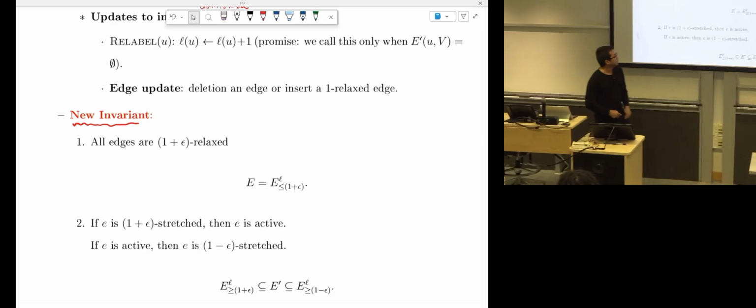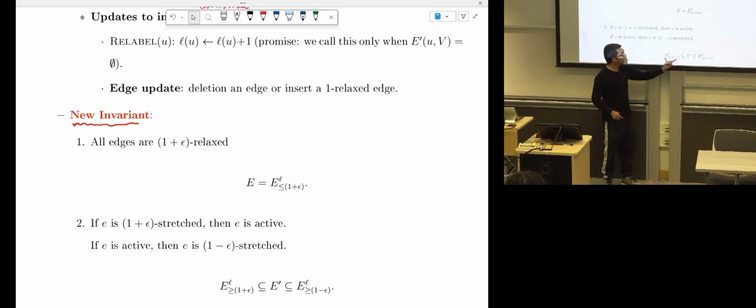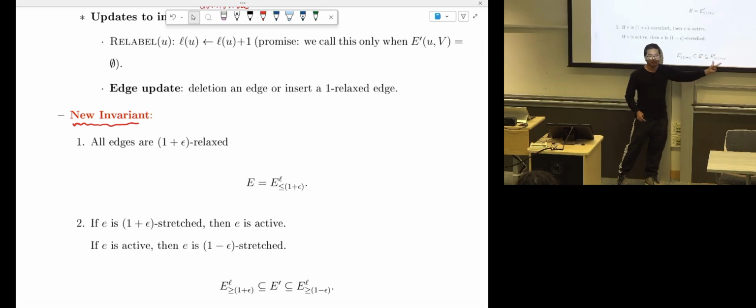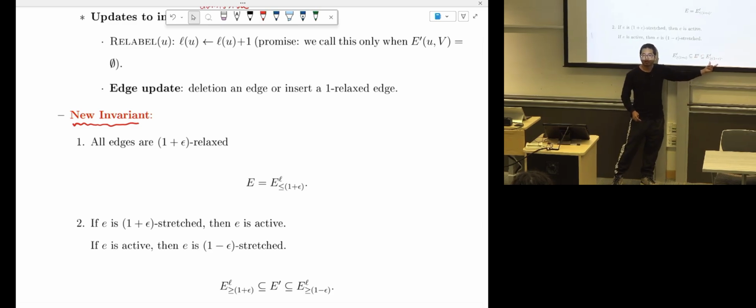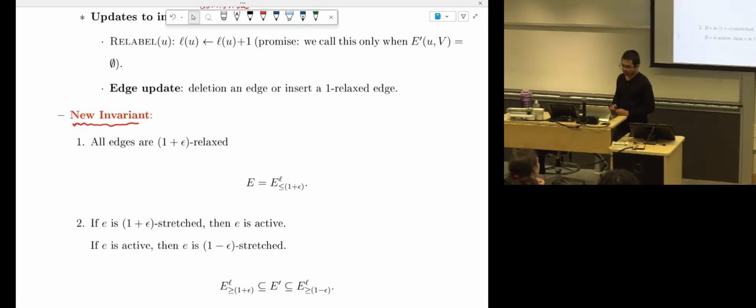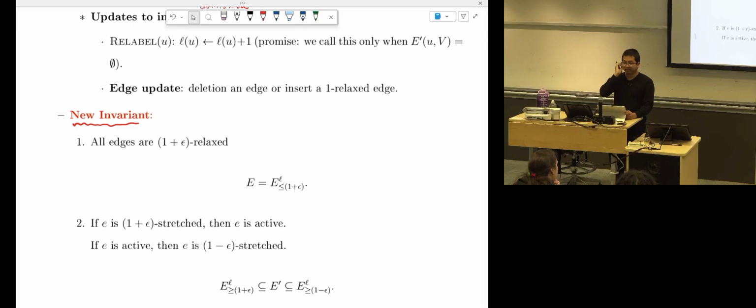Okay. So this set, the active set here, right? If an edge is really stretched, if it's overstretched by 1 plus epsilon, it's in our set for sure. And if it's in the set, then we know that it's quite stretched. It's almost fully stretched. It's 1 minus epsilon stretched. Okay, so that's the invariant.